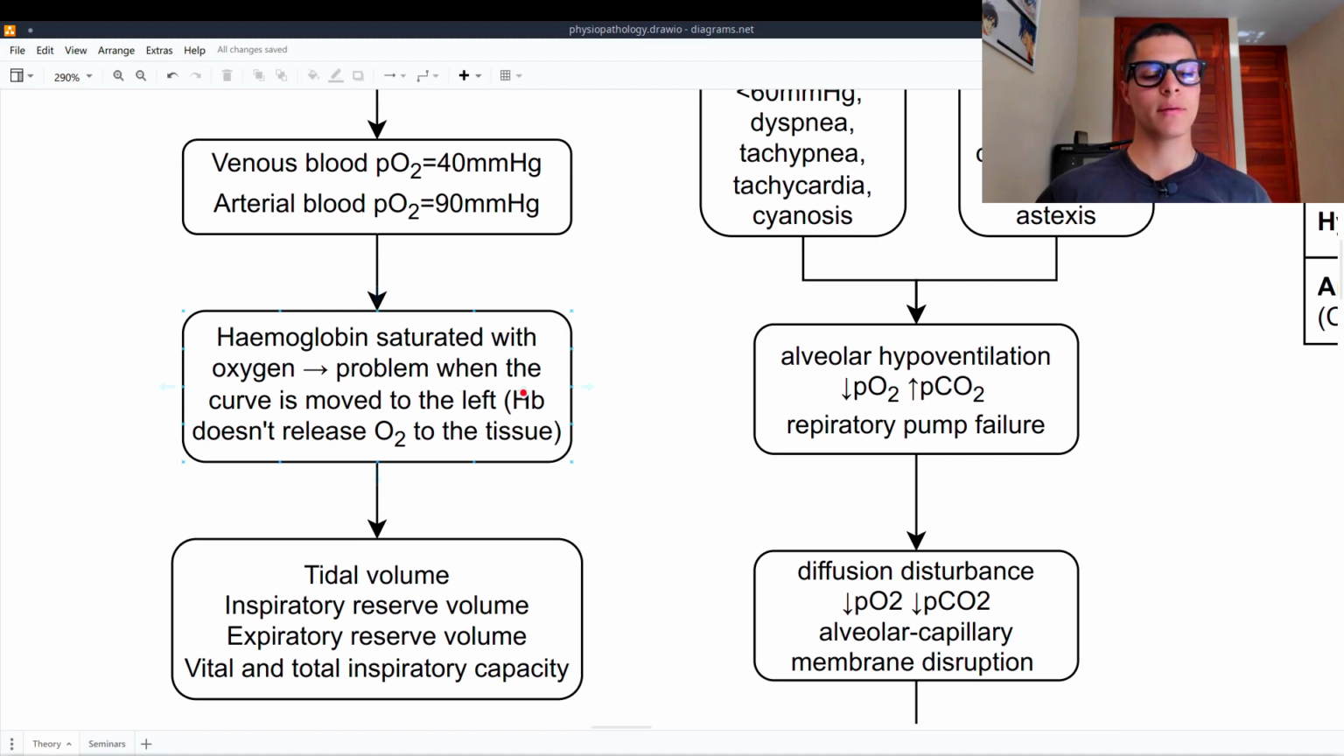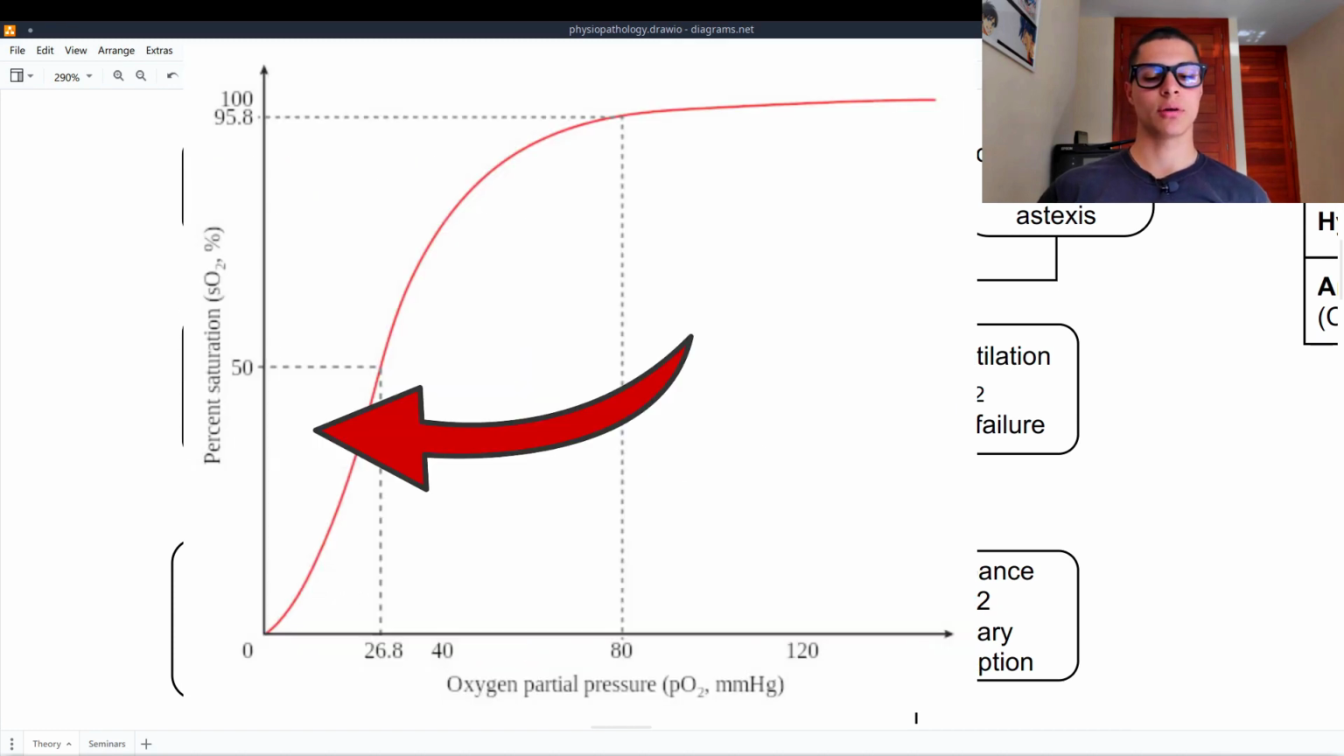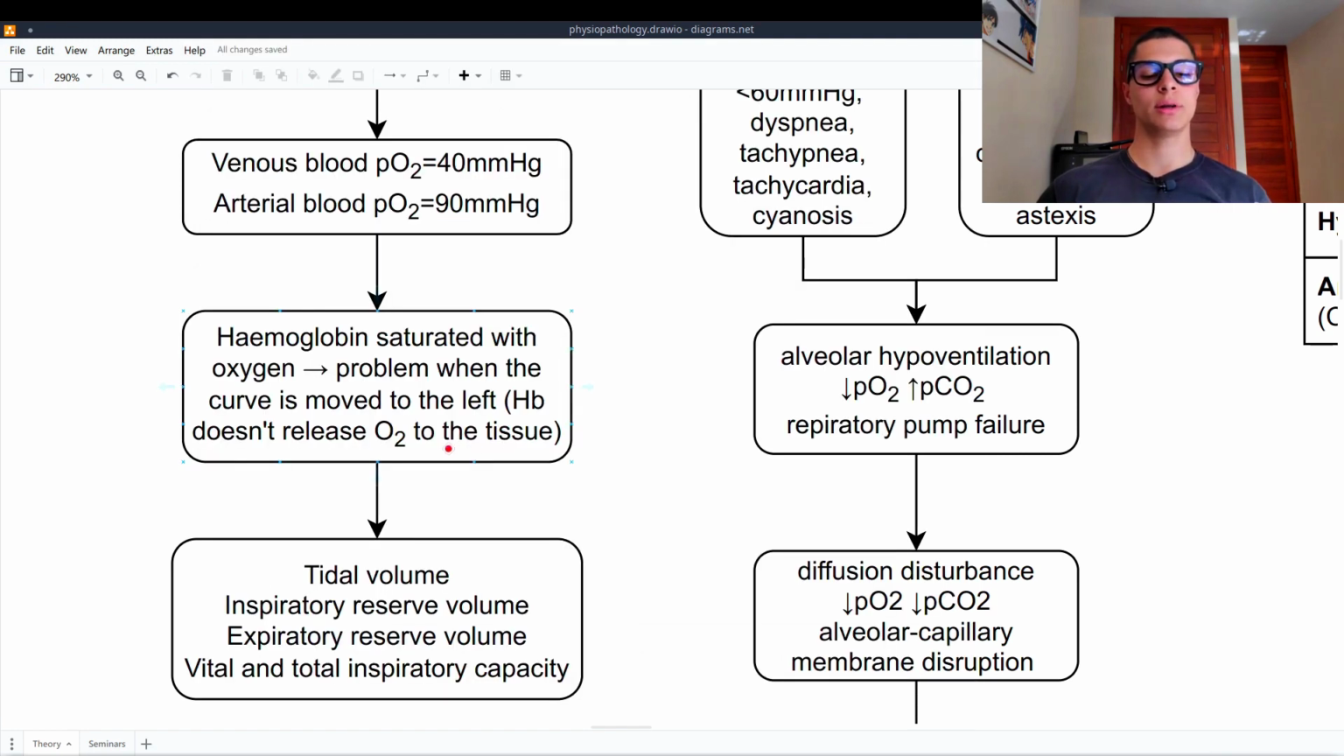And there is a problem when the curve of hemoglobin is moved to the left, because this means that the hemoglobin doesn't release the oxygen to the tissue. You have to know that the curve we are talking about here is sigmoidal, which means that it goes like this. And when this curve is moved to the left, then that means that hemoglobin will not release the oxygen to the tissues.